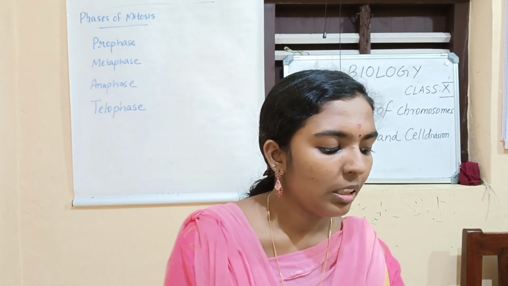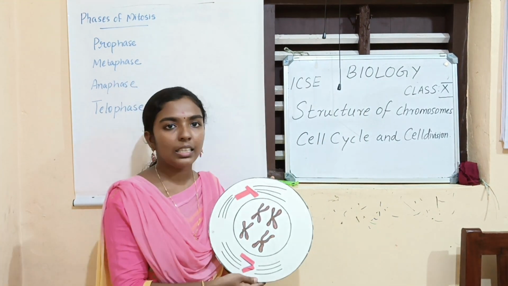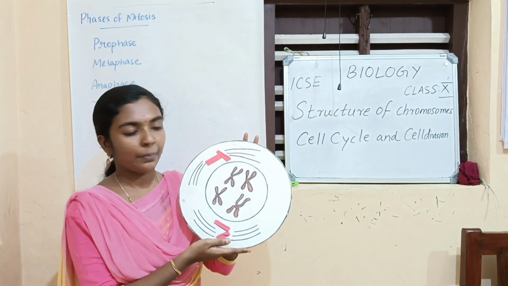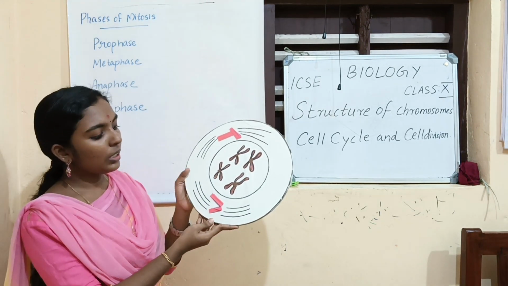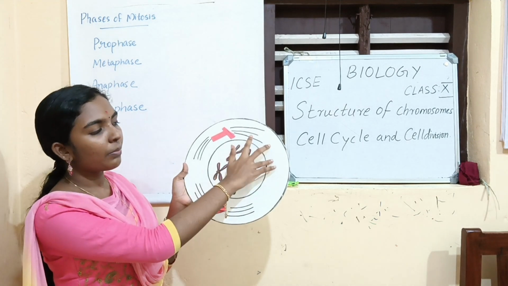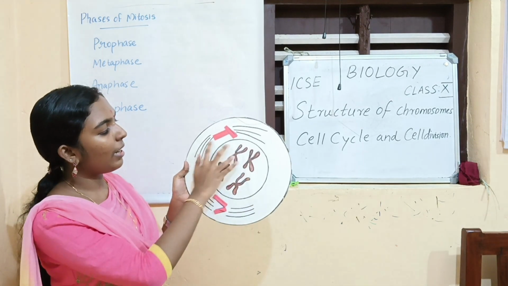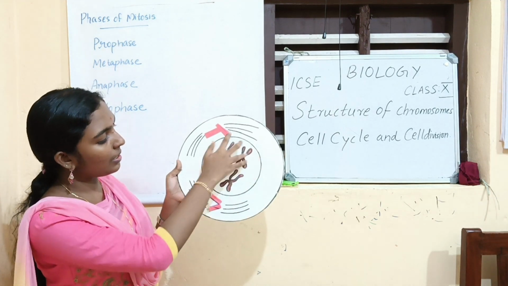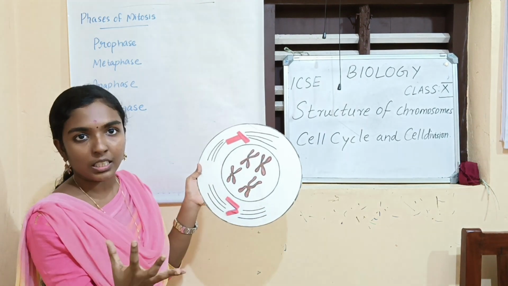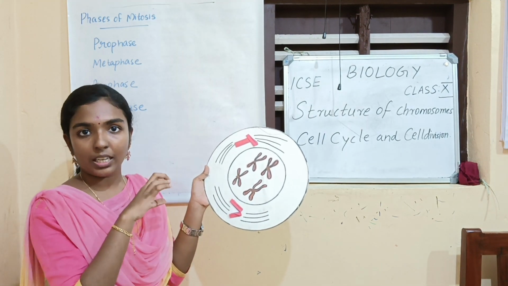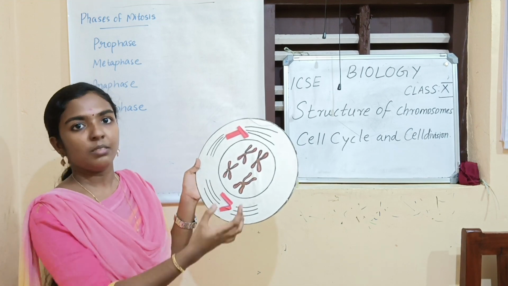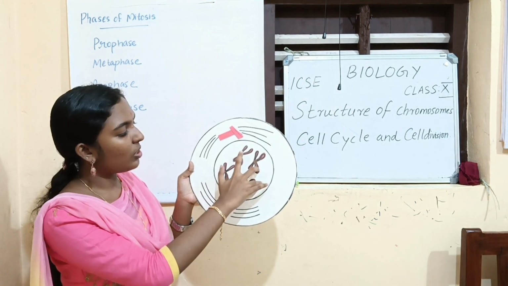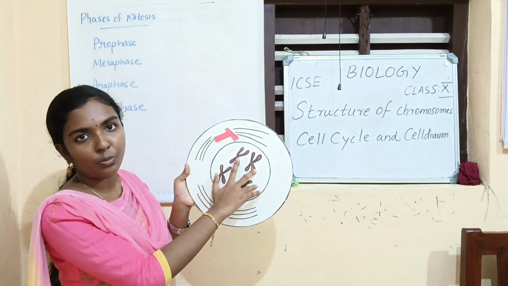This is early prophase. I hope you can see early prophase. Look, the spindle fibers start arising, okay? And you can see the chromosomes become distinct. The chromatin thread becomes more visible as chromosomes, and the sister chromatids are held together by the centromere.